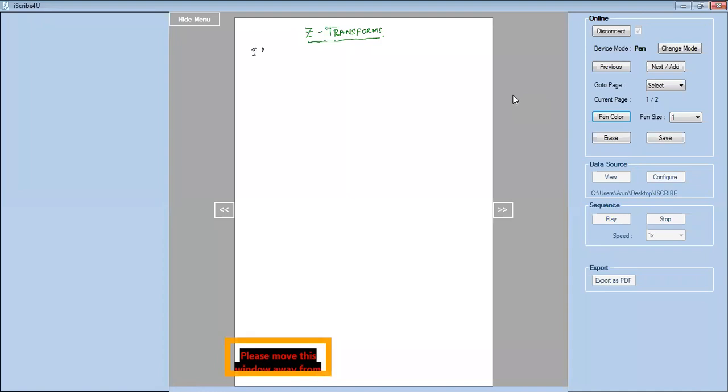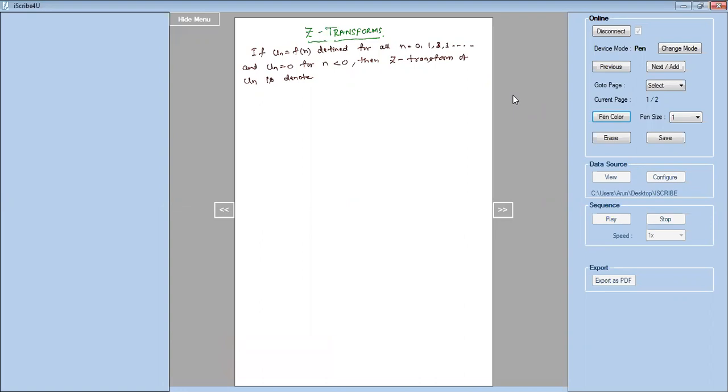If un equals f of n defined for all n equal to 0, 1, 2, 3, etc., I mean positive integers, and un is equal to 0 for n negative, n less than 0, then the Z transform of un is denoted and defined as follows. So the notation for Z transformation is this.